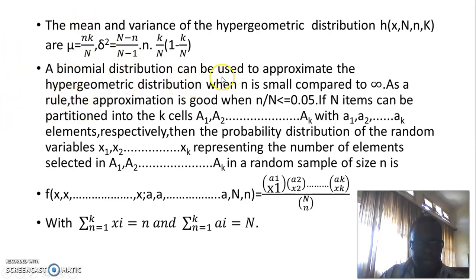A binomial distribution can be used to approximate the hypergeometric distribution when N is large compared to n. So when N is large, we can approximate the hypergeometric distribution with a binomial distribution. As a rule, the approximation is good when the ratio of small n to capital N is less than or equal to 0.05. So if you get this ratio of n to N less than or equal to 0.05, you can approximate the hypergeometric distribution with the binomial distribution.